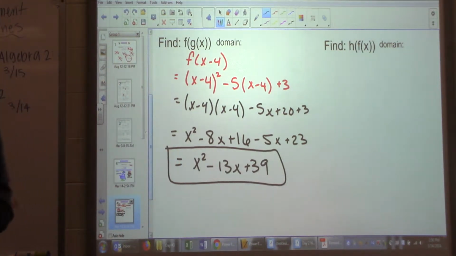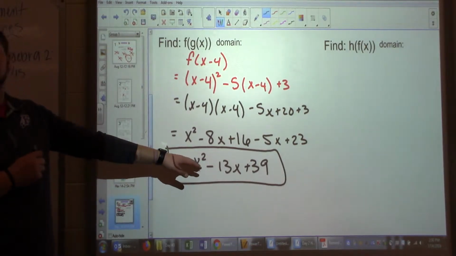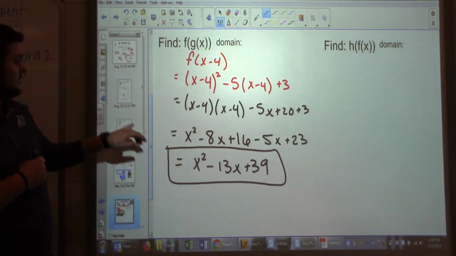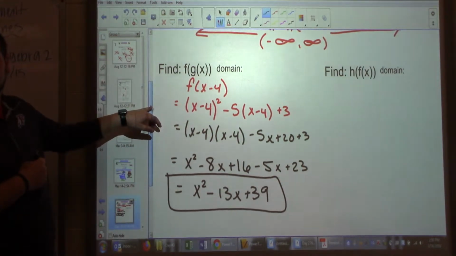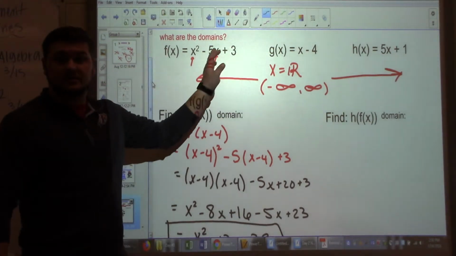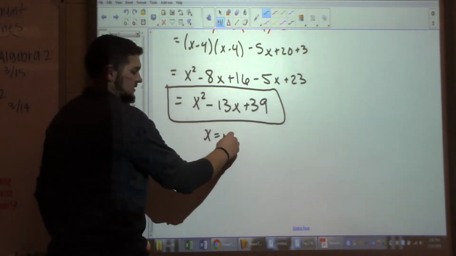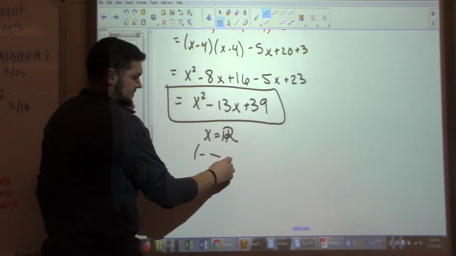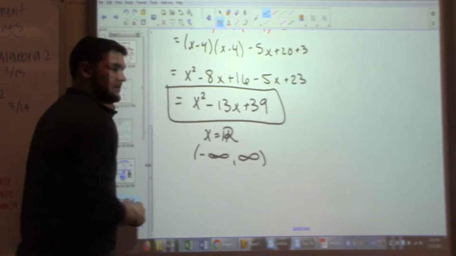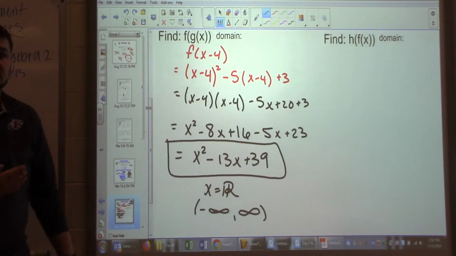That's what I got. Now I need to find my domain. Do I have any denominators in my end result? No. Any radicals in my end result? No. Do I have any restrictions in there? In the end result? Oh, no. Do I have any restrictions for my original two functions? No. So, I'm good, right? This x is in the real number set. Negative infinity, positive infinity. Does that make sense? Any questions?